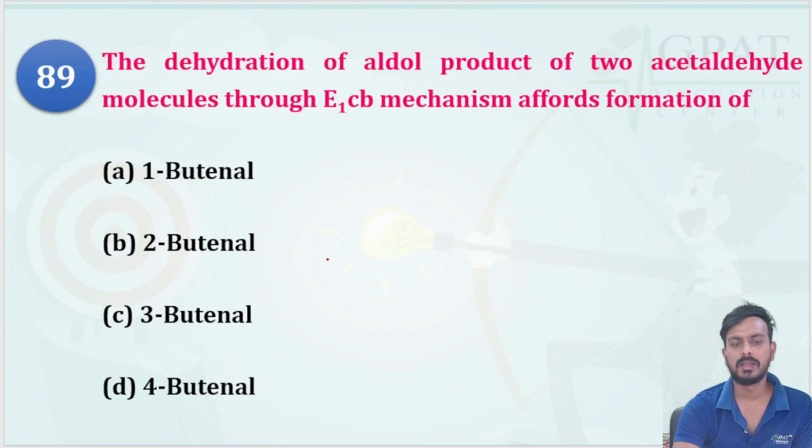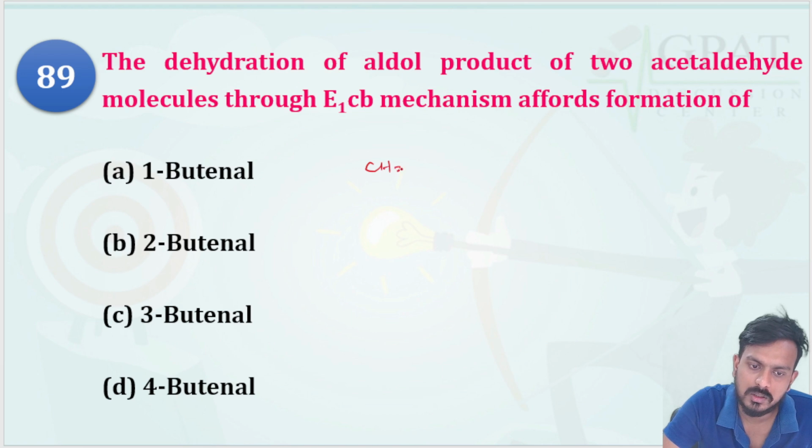Next question. The dehydration of the aldol product of two acetaldehyde molecules through an E1 mechanism results in the formation of, okay, the dehydration of aldol products of two acetaldehyde. So acetaldehyde means this structure. This is acetaldehyde.